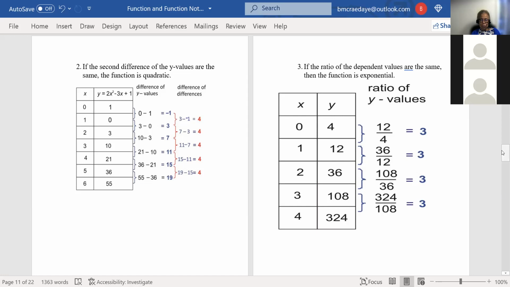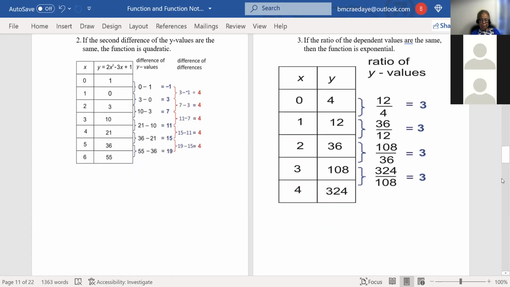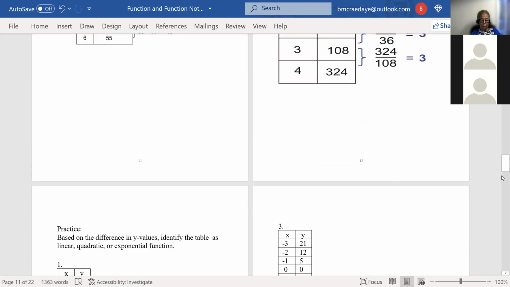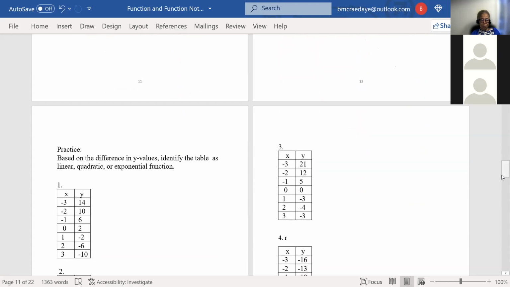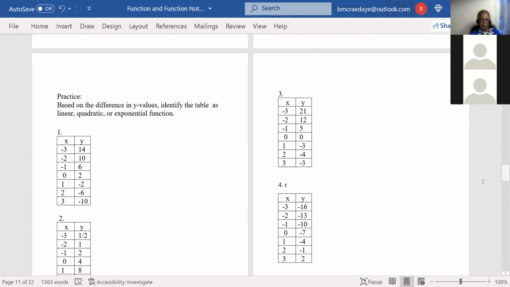Okay, let's go to our next. All right. Now, based on what we just went through, look at this first table, take your differences, and tell me if number 1 is linear, quadratic, or exponential. I'll give you a few minutes to do that one.